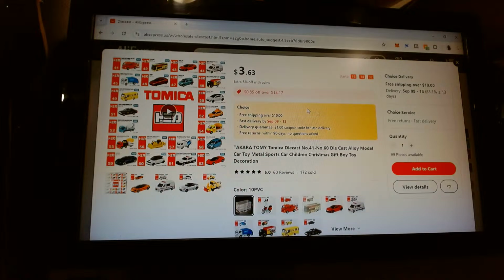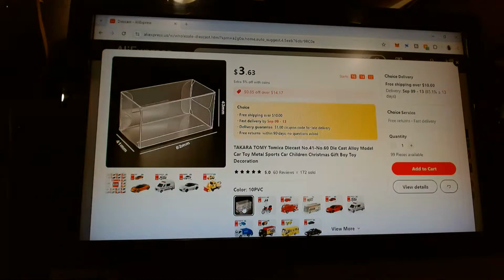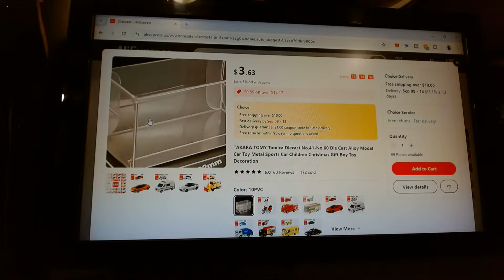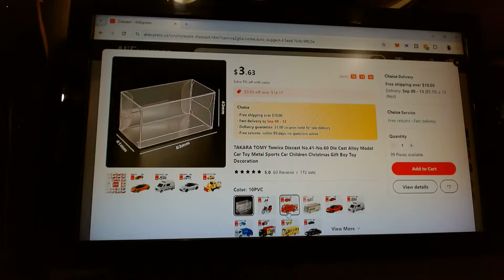But right away, you see this price. And you're thinking that's the price of the car. No, it's actually the price of, I believe, this item. Let me see if we go to this item. Okay, so you see, you have to go through each of these things because it's very deceptive. So right now, for $3.63, you're getting the case, this case, to put these cars in it.